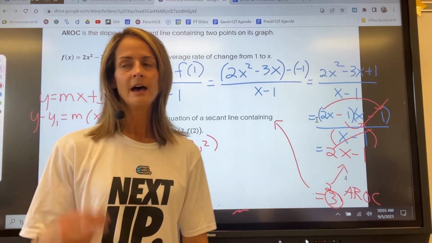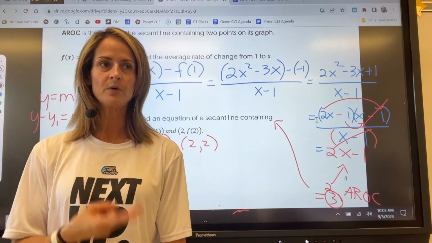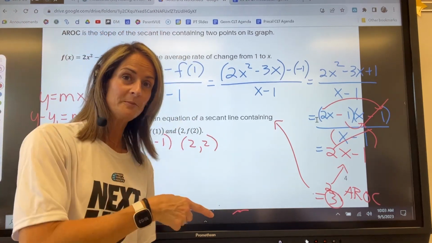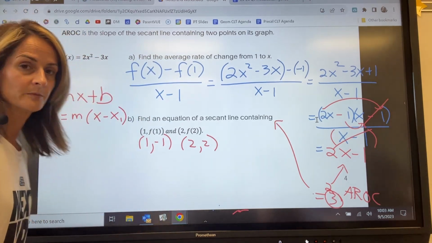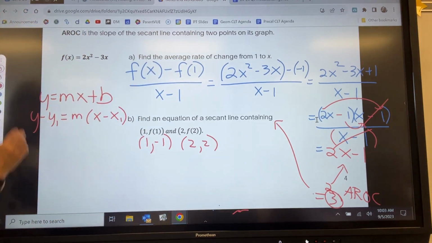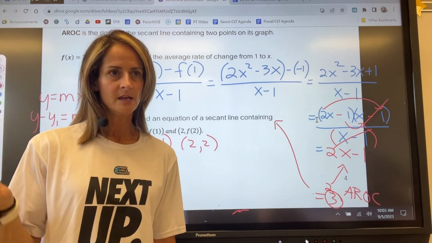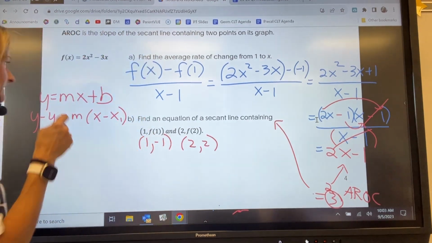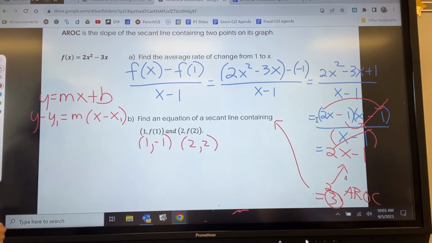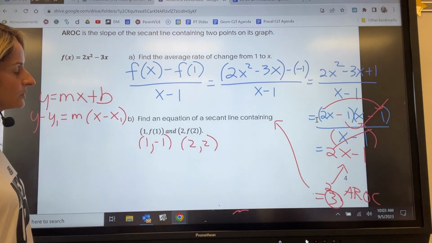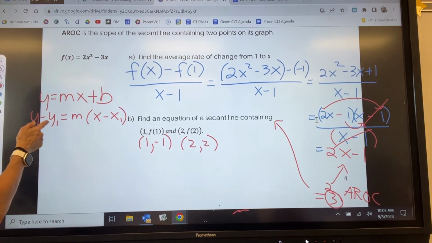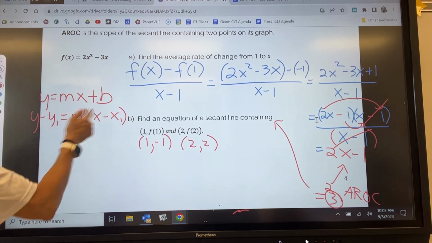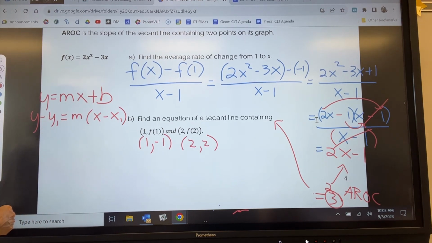How do you find the equation of a line with 2 points? That's from Algebra 1. Okay, so we've got 2 options here. y equals mx plus b. We usually use that equation for a line if you have the slope and the y-intercept, the m and the b. But we're given 2 points. So what I'm gonna do is use y minus y1 equals m times x minus x1, and then I'm gonna simplify it and put it in y equals mx plus b form.